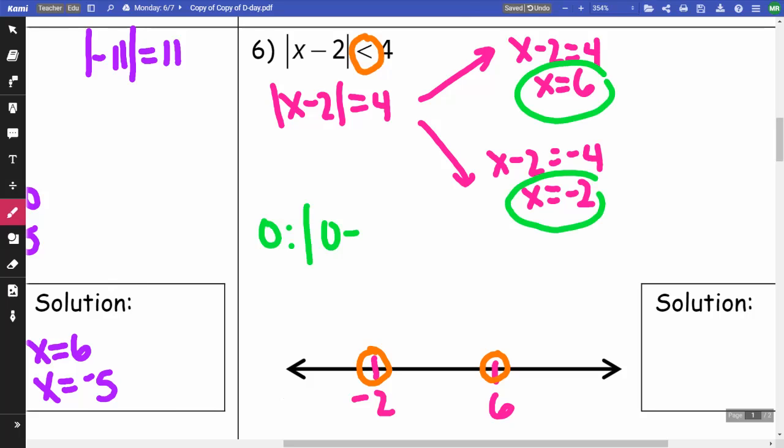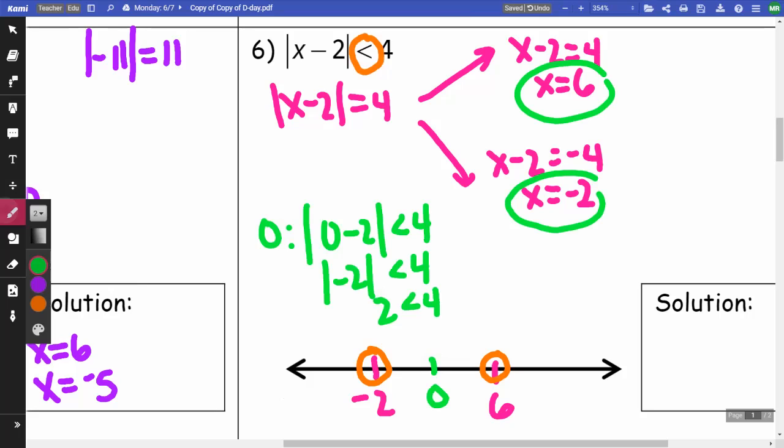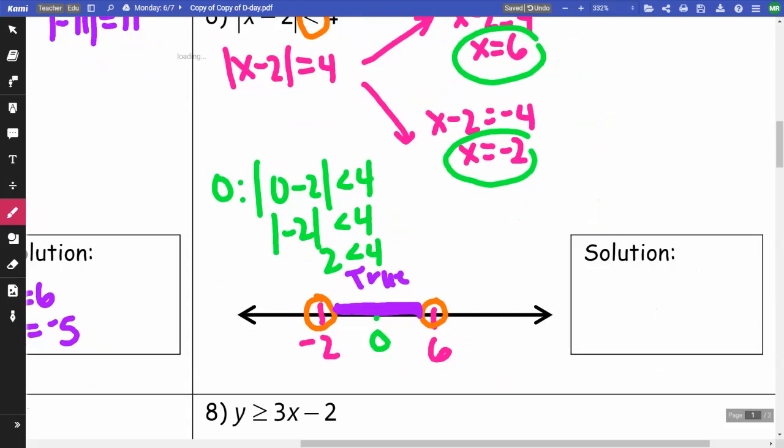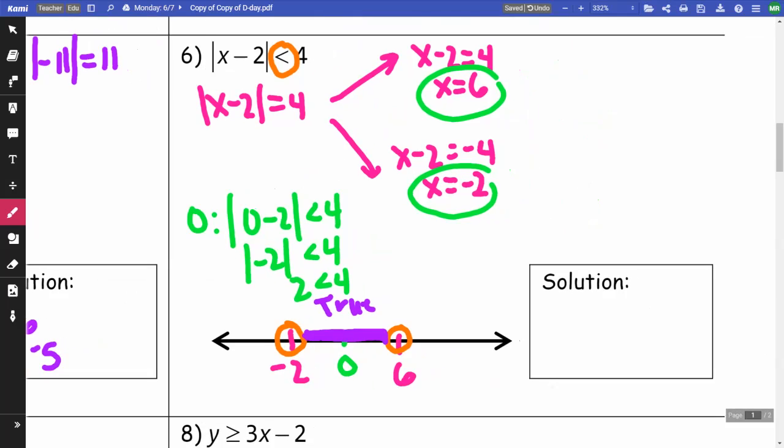Absolute value of 0 minus 2 less than 4. Absolute value of negative 2 less than 4. 2 less than 4. So it's true, and 0 would be here. And this made it true. I'm just going to write it so people see it. This made it true. So since that was true, I'm going to shade where it's true. And that's going to be in between. So I have an open circle at negative 2. I have an open circle at 6.